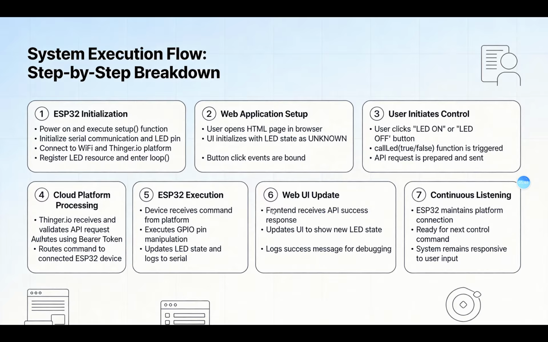Step 2 is web application setup. Users open the HTML page in the browser and the UI initializes with the LED state as unknown. The button click events are bound. Step 3 is user initiated control. The user clicks the LED on or LED off button and the true or false function is triggered. The API request is prepared and sent.